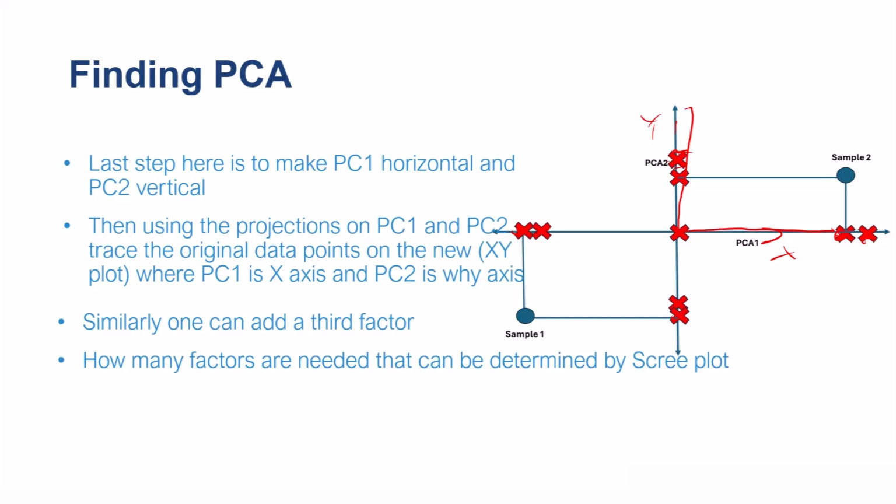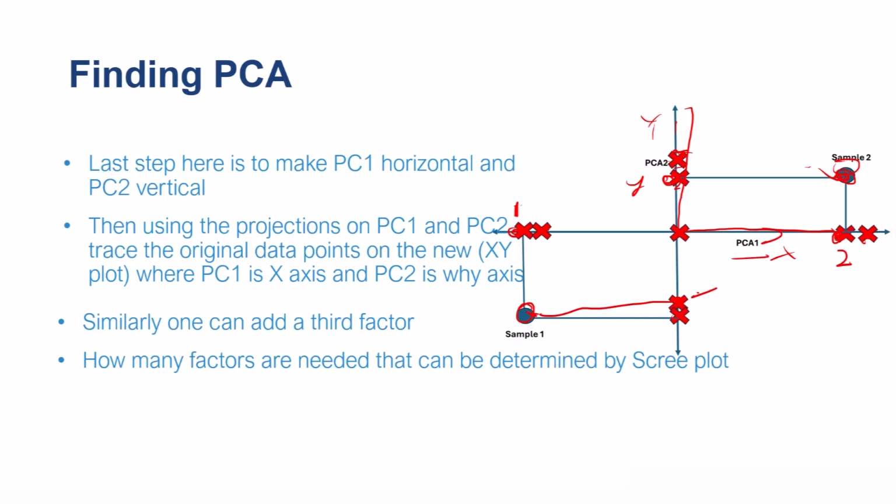Using the projection point, suppose this is the projection point for point 1 on this x-axis PCA1 and this is for point 1 on PCA2, we can identify the coordinates of sample 1. Similarly, let's suppose this is the projection on y-axis for point 2 and this is the x-axis projection of point 2. We can identify point 2. In this manner, we can regenerate all the original points on these revised axes which constitute PCA1 and PCA2.